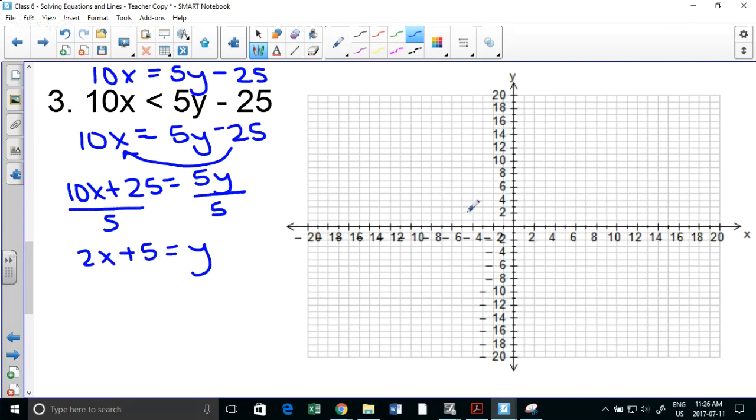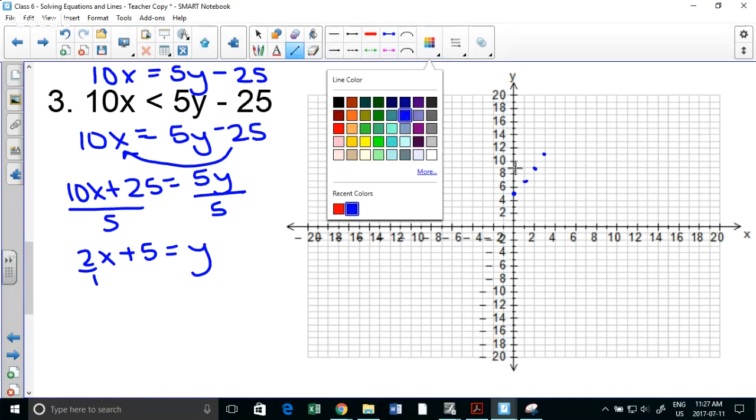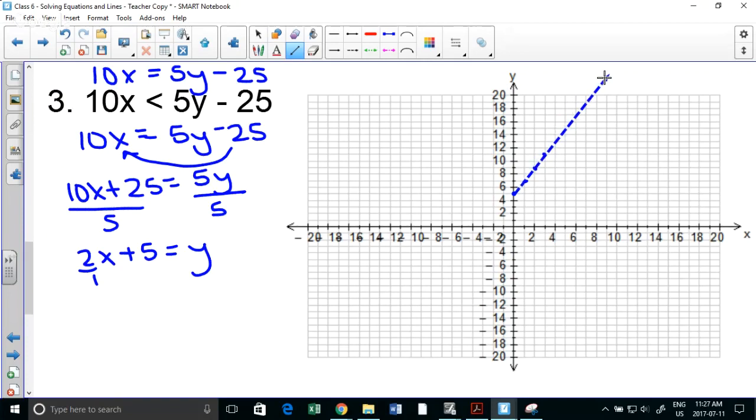So I start at 5. My slope is 2 over 1. So I go up 2 over 1, up 2 over 1, up 2 over 1, just to give me a few points. Then I sketch my line through my points. It is dotted because this is just less than.